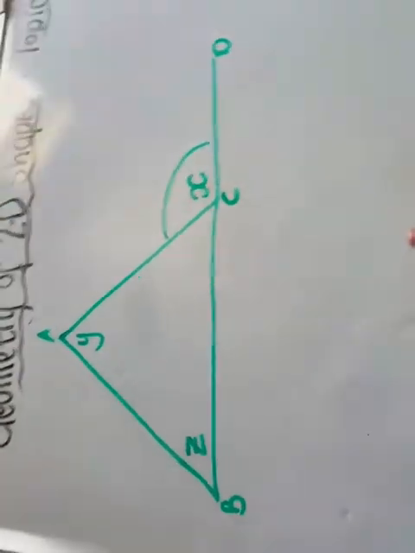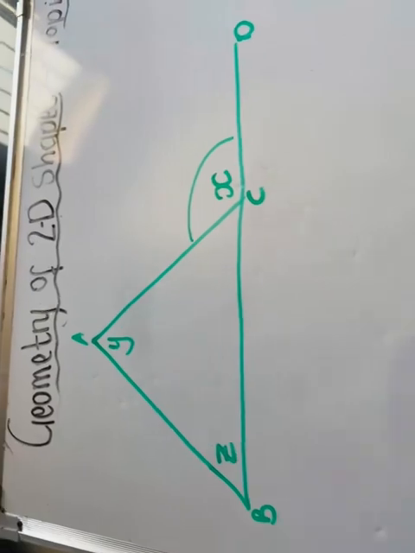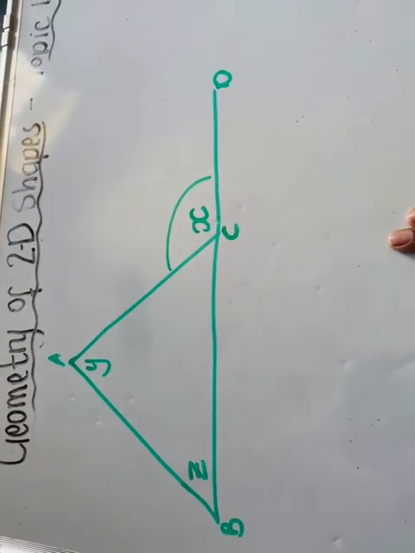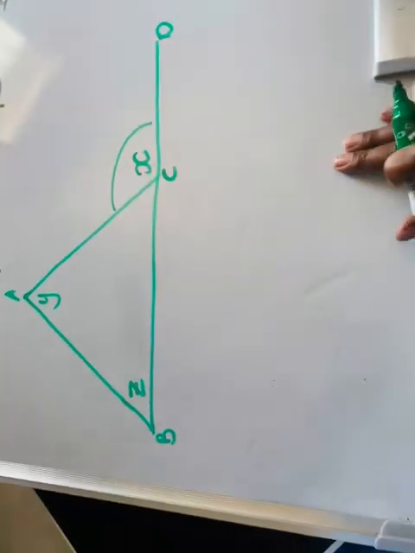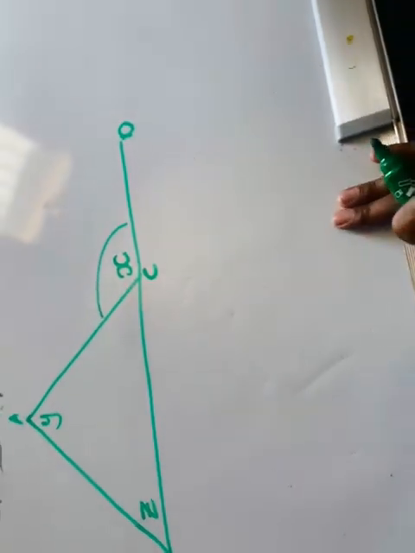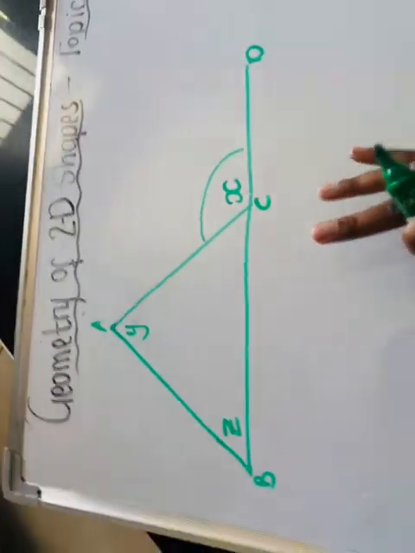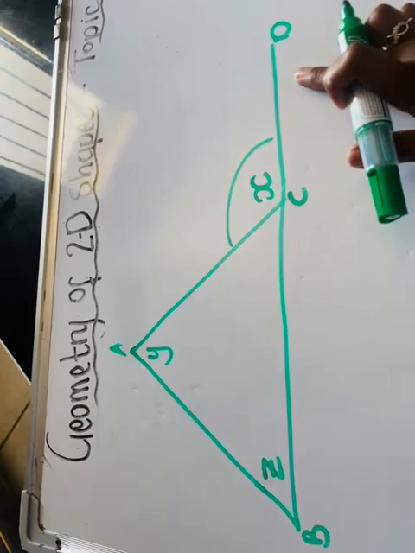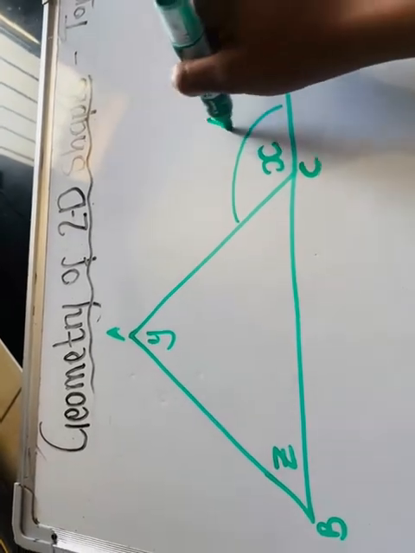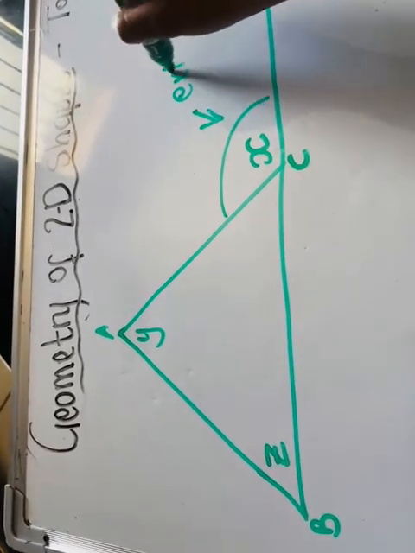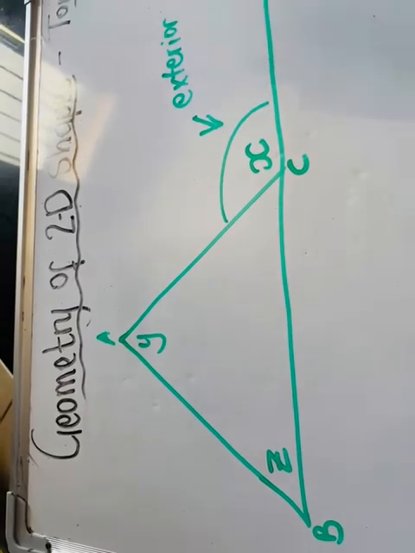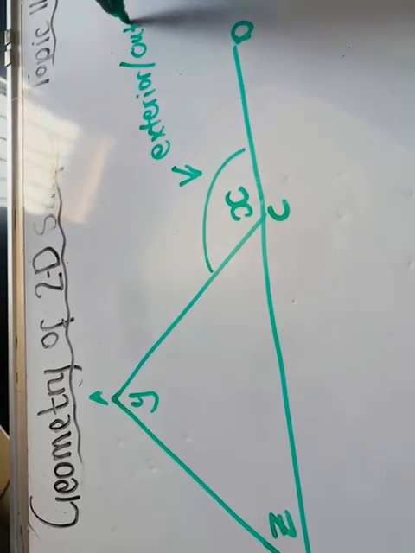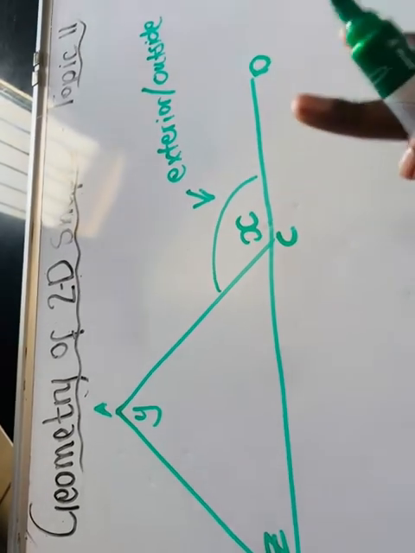Alright guys, so we have another triangle here and we're going to talk about the exterior angles of a triangle. Right, so this triangle, I usually say that it has a tail. So look, it's a normal triangle, but now it has a tail. So this is called the exterior angle. So exterior angle means that it is outside. So exterior means outside. The angle is outside.